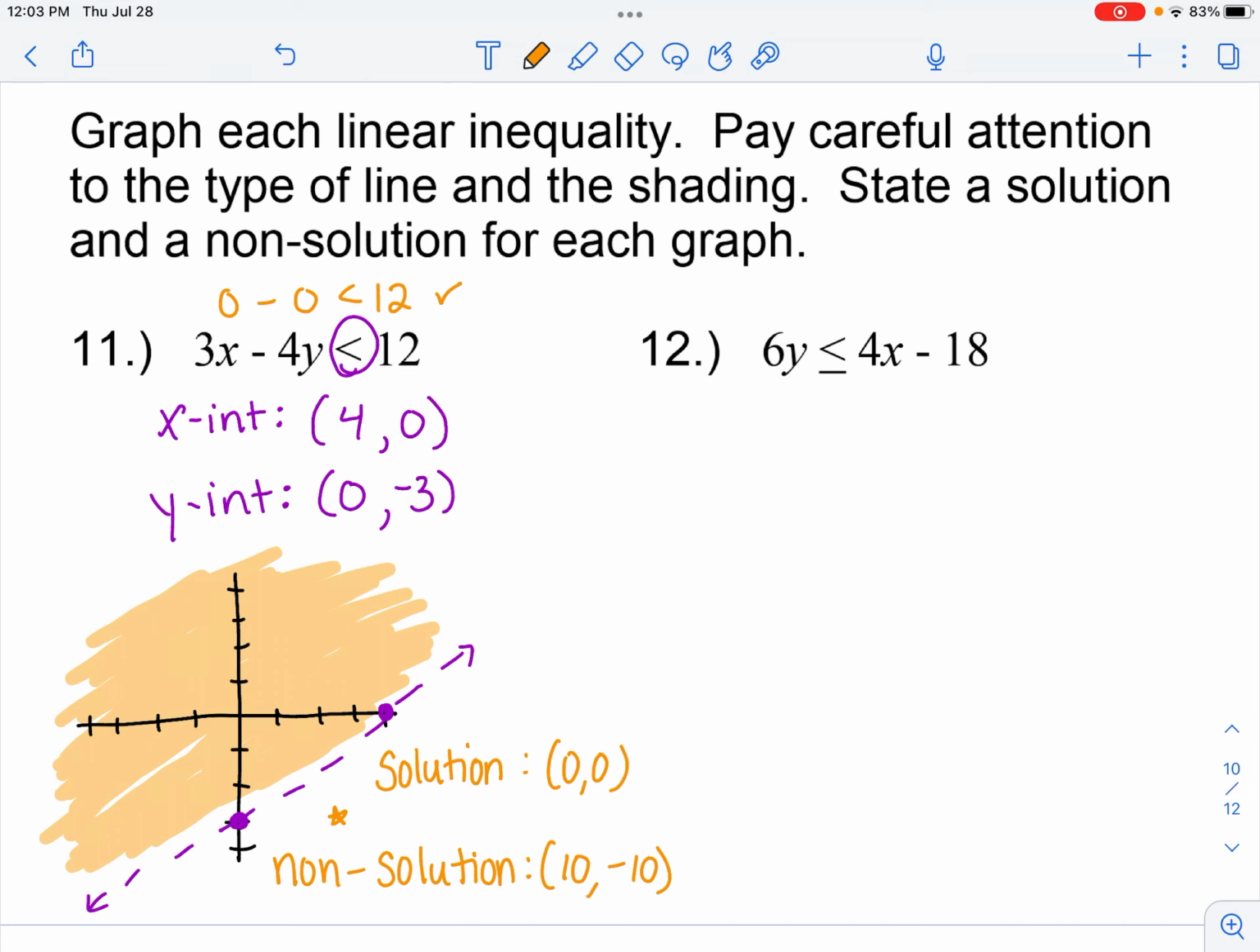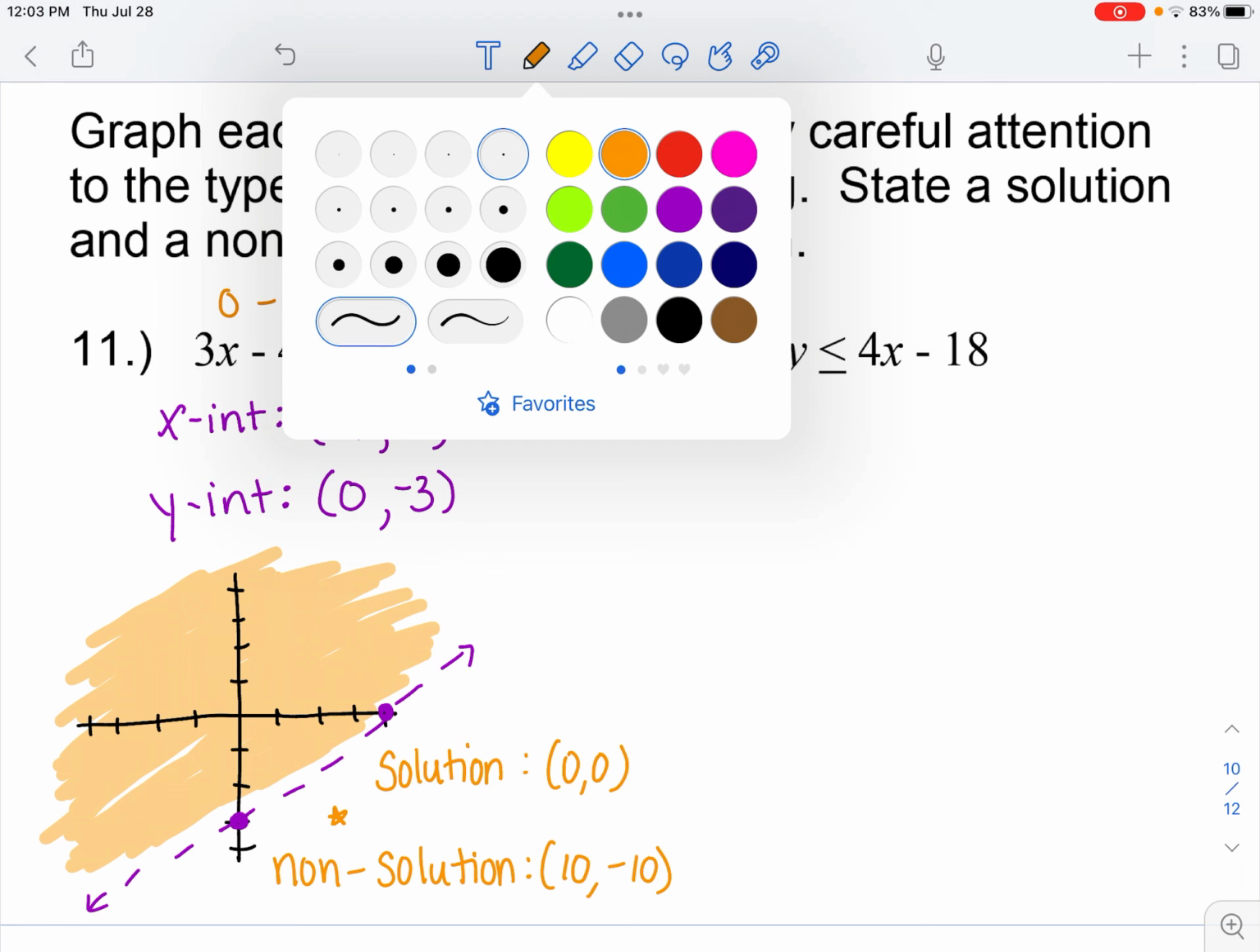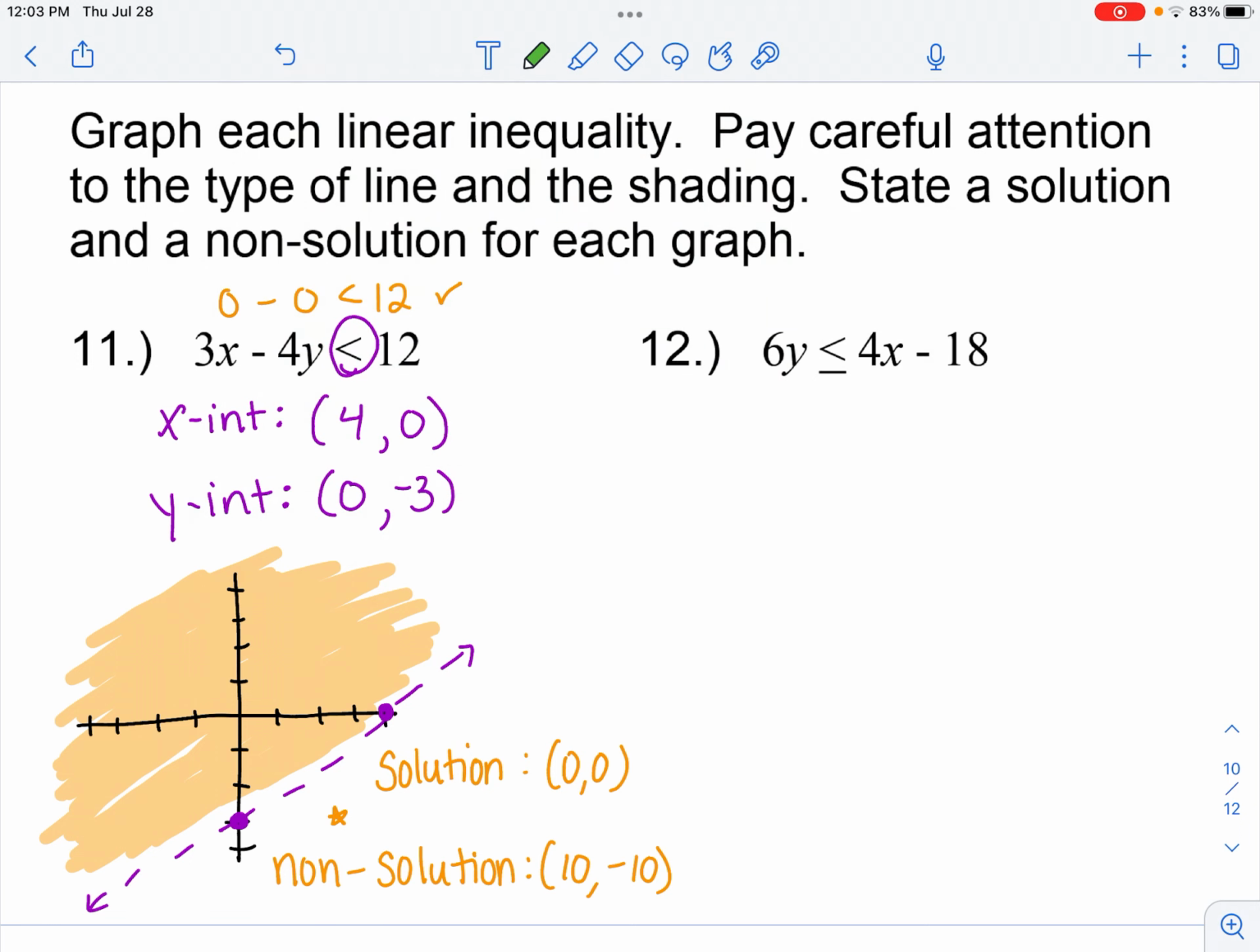Okay? All right, let's go through problem number 12. On this one, I'm going to divide out the 6 because I'm so close to having y equals mx plus b. 4 over 6 is 2/3. And then 18 over 6 is 3. So that means my slope is 2/3, and my y-intercept is at -3.